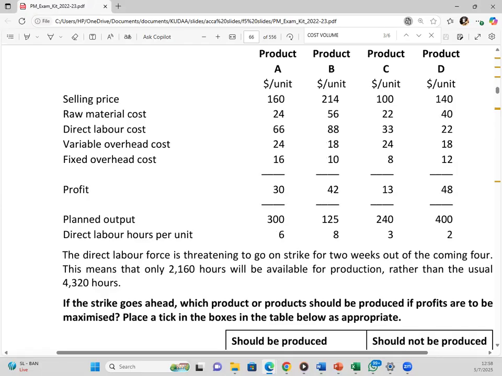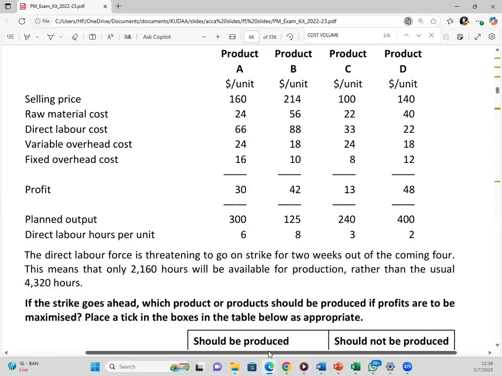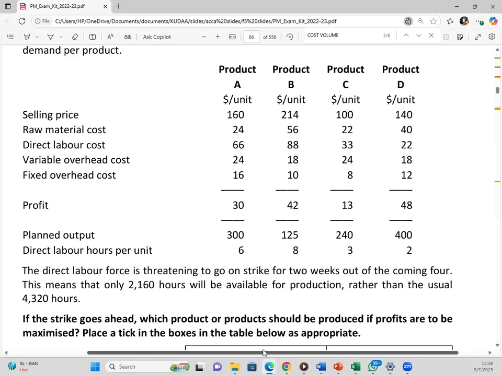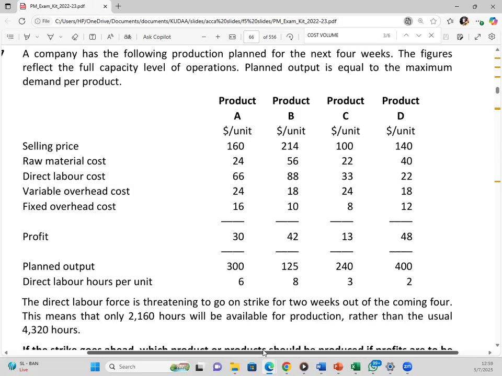So let's read through this question. A company has the following production planned for the next 4 weeks. The figures reflect full capacity. The level of operations planned output is equal to the maximum demand of the product.